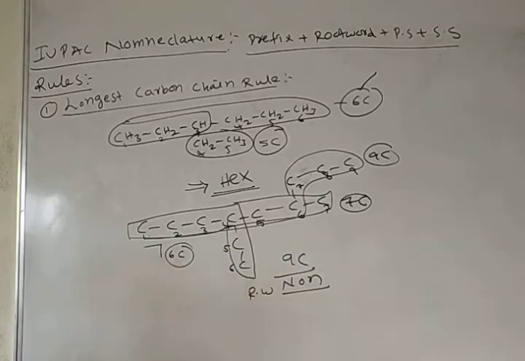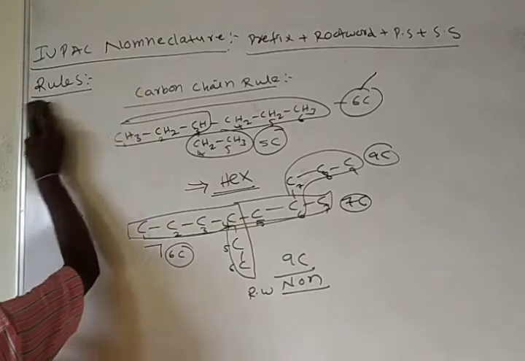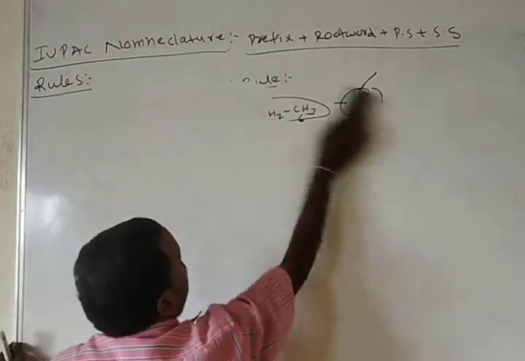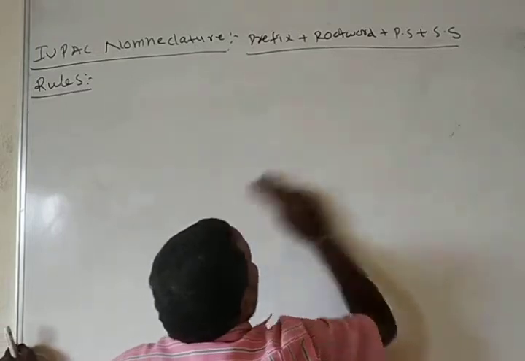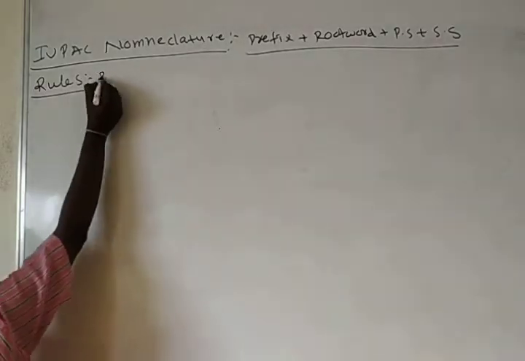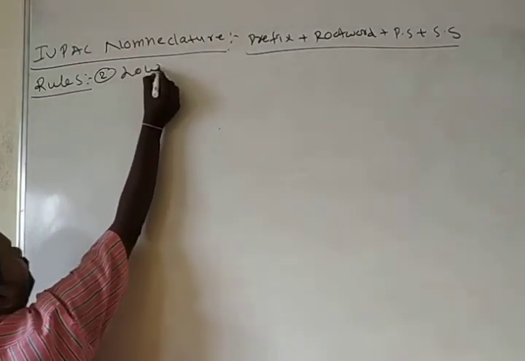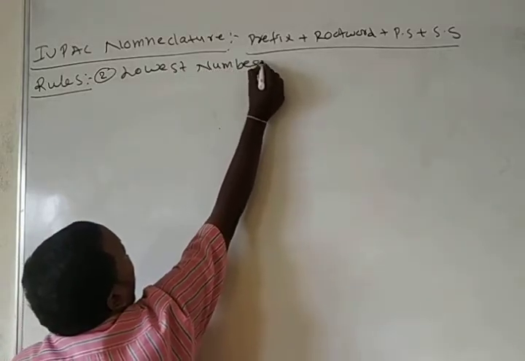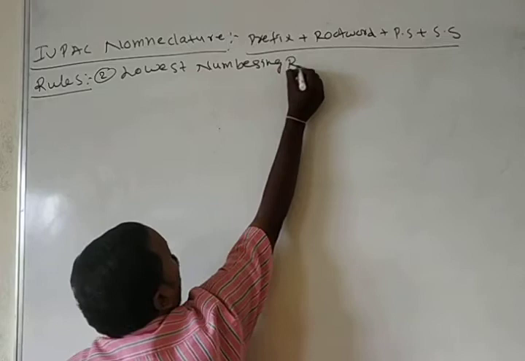Then in continuation, we'll see the second rule, the lowest numbering rule. It is also one of the important rules. Second rule, lowest numbering rule.